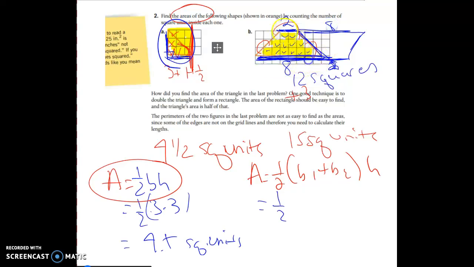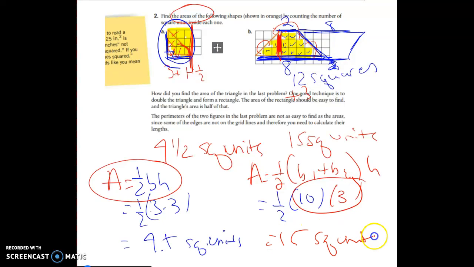So I have a base of 8 and a base of 2, so that adds up to 10. And my height has to be straight up and down at a right angle, so right there, which is 1, 2, 3. And notice half of 30 will give me 15 square units. And I got that by counting as well. All right, go ahead and try problem number 3 and problem number 4.